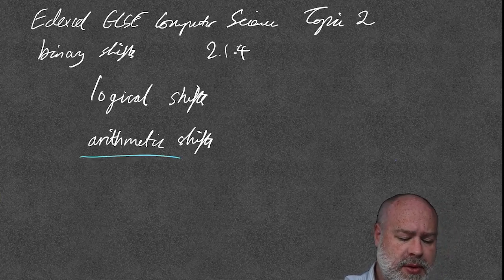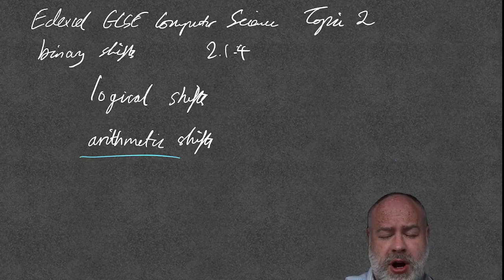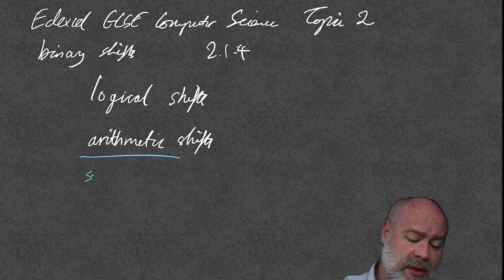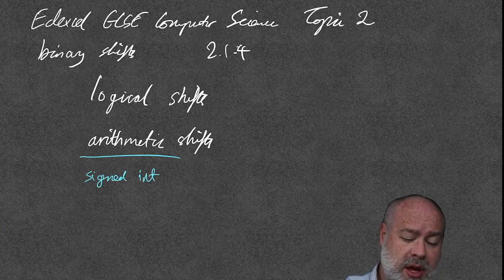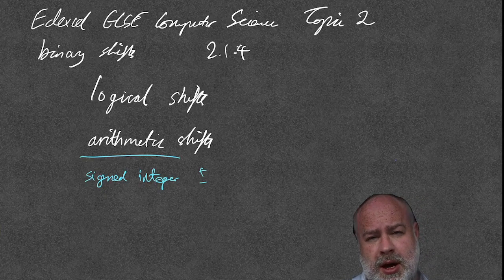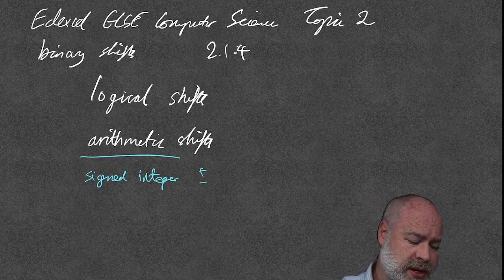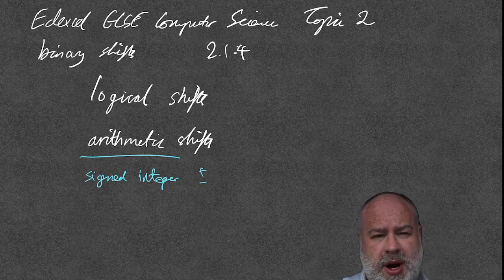Generally speaking, arithmetic shifts, especially arithmetic shifts right, are dealing with signed integers. The only two signs an integer can have are positive and negative. So if we're dealing with a negative number, like a 2's complement number, we'd generally be using arithmetic shifts. Logical shifts are for unsigned integers, positive binary numbers. Logical shifts are easier, so let's look at that first.